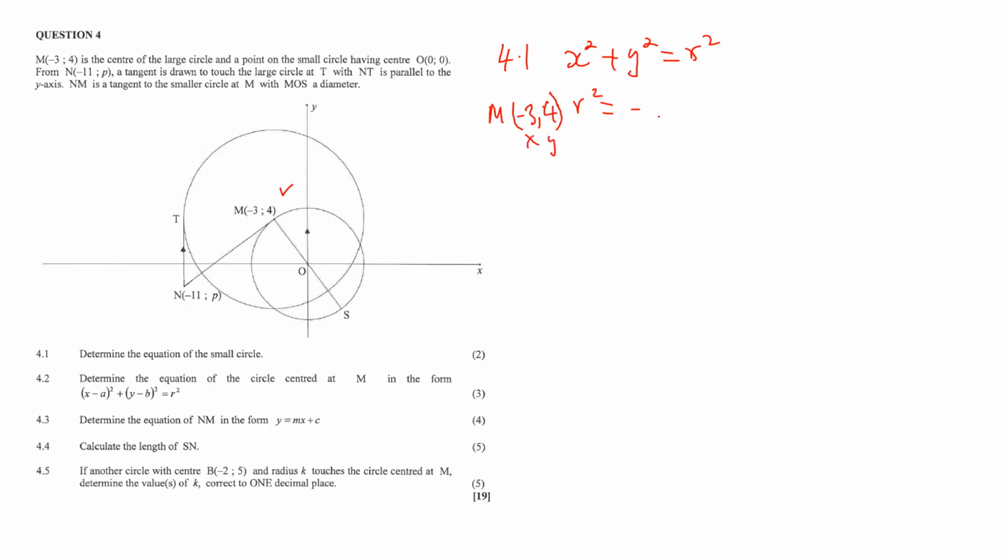X, Y. Right, so x is minus 3, y is 4, squared. 9 plus 16, which is 25. And the conclusion, therefore, is that x squared plus y squared is 25.